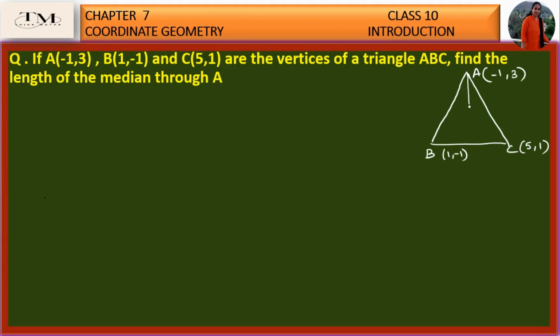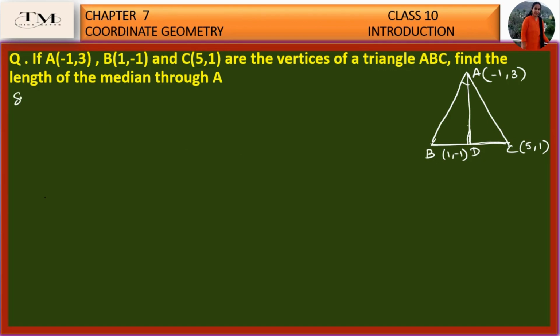So through A there is a median. So the median will bisect the opposite side. Okay. So the median is through A. So opposite side of A is BC. So this median will intersect BC at D. So this D will divide BC into equal half. So this D will be the midpoint.